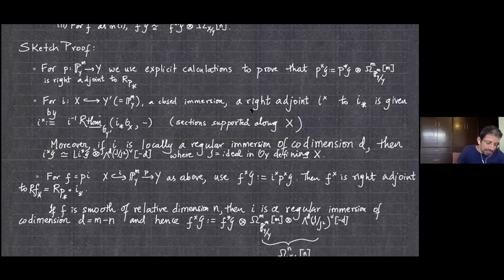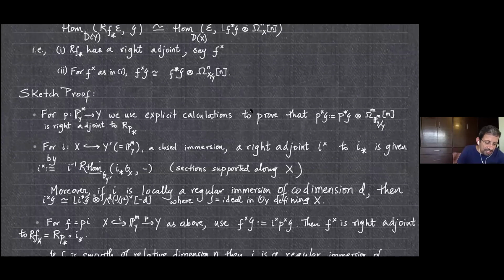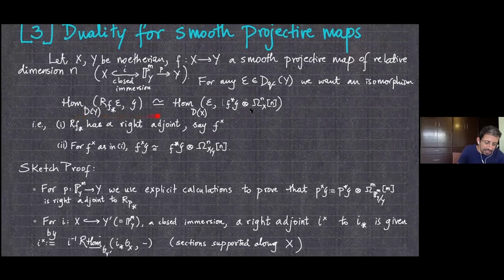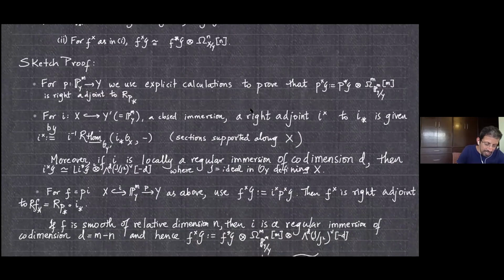So these are the two explicit expressions. Once we have these explicit expressions, we can come back here and prove this adjointness result. We are looking for an adjoint. So we use the fact that if I have an adjoint for this and an adjoint for this, then I just have an adjoint for both of them. Just compose them.